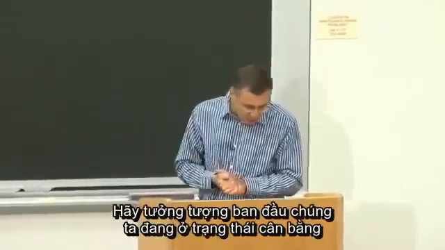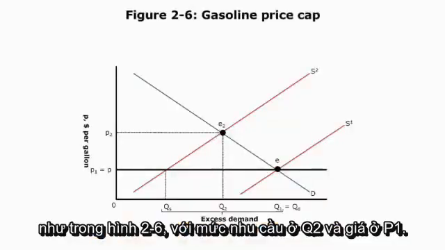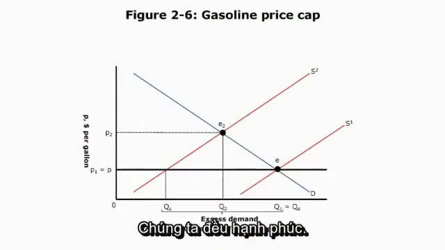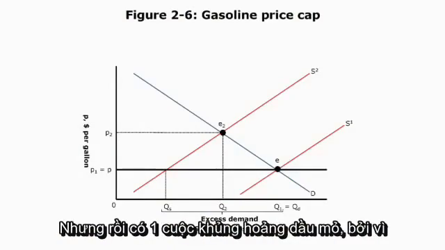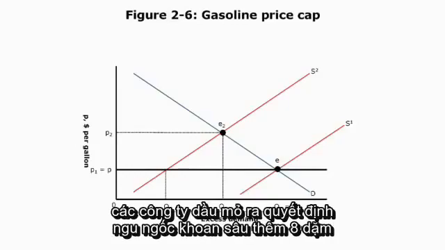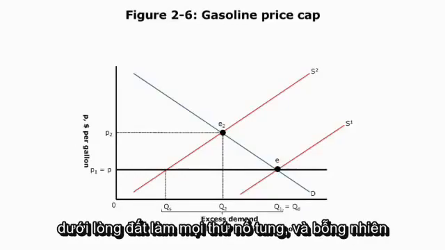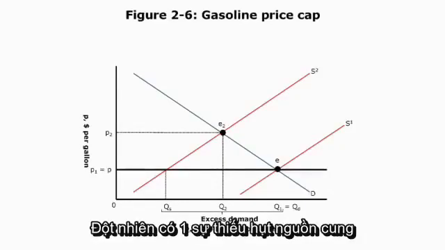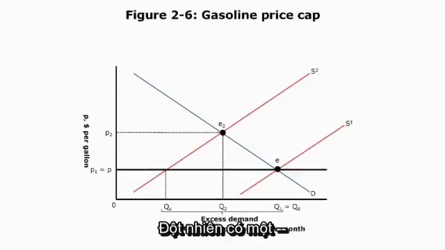Imagine, for example, we're initially in equilibrium in figure 2.6 with a demand of Q2 and a price of P1. We're all happy. Okay? Now let's imagine there's an oil crisis. Let's say oil companies decide it's a good idea to drill 8 miles underground and everything explodes and we're suddenly running out of oil. Okay? So all of a sudden, there's a constraint in the supply.